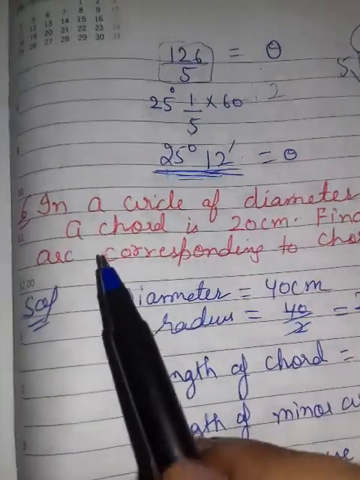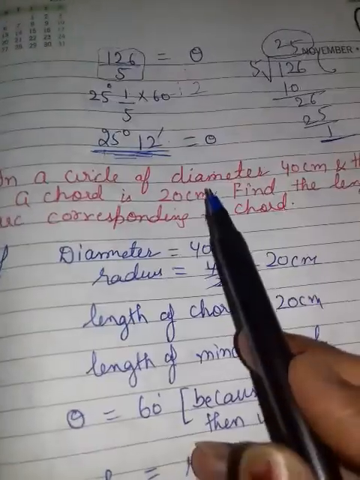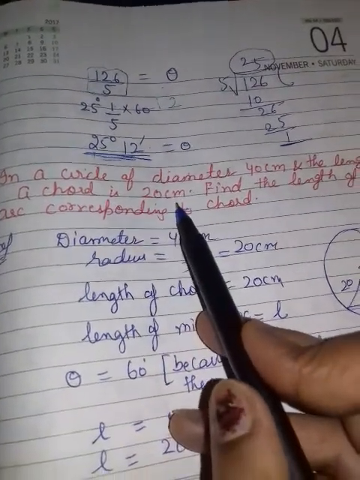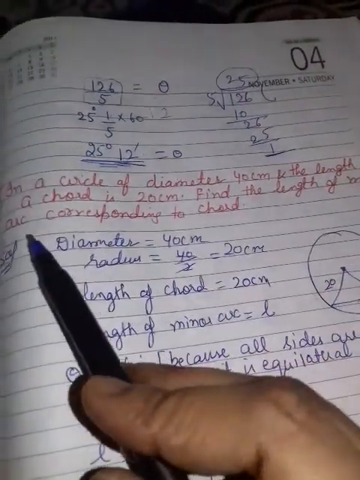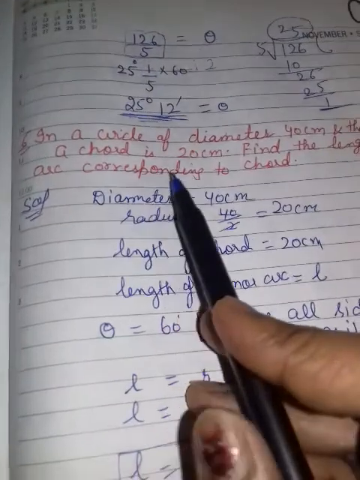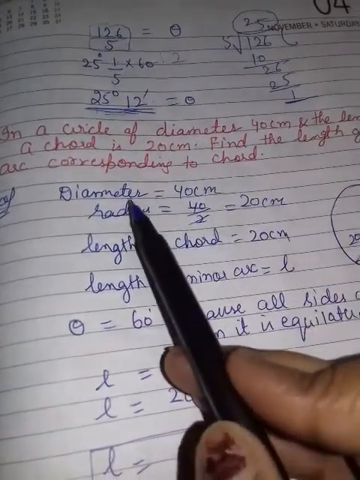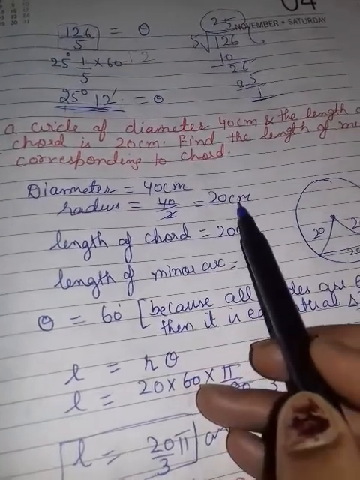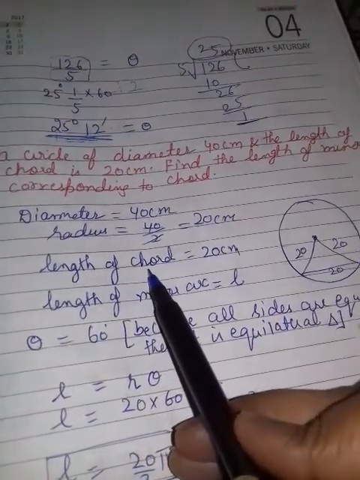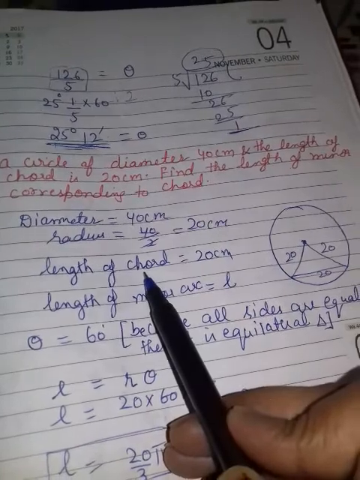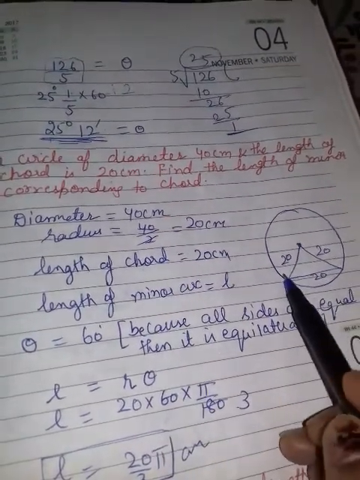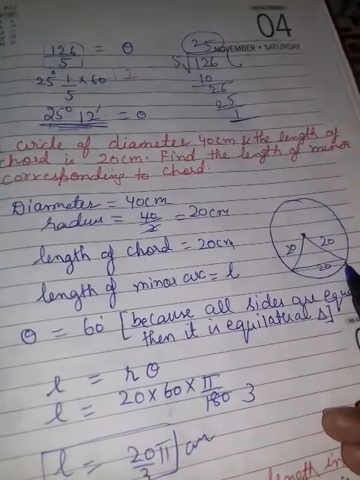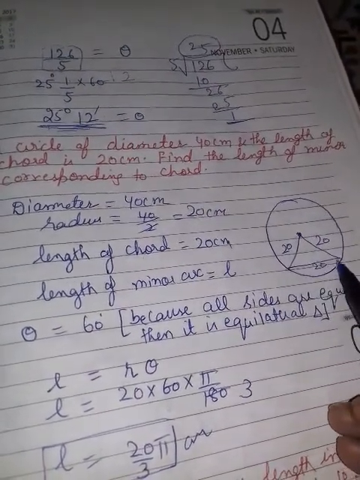Clear? Next question is, in a circle of diameter 40 centimeter and length of chord is 20 centimeter, find the length of minor arc corresponding to the chord. Diameter is given. Firstly we will find radius, diameter by 2. Length of chord is given. Chord, you know, intersects two points on the circumference of the circle. Yes, this is known as chord.